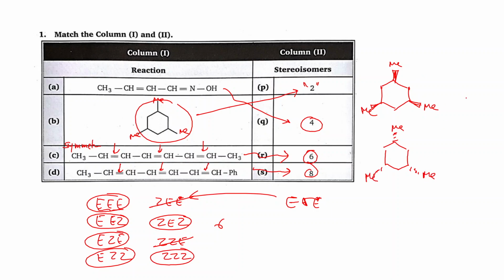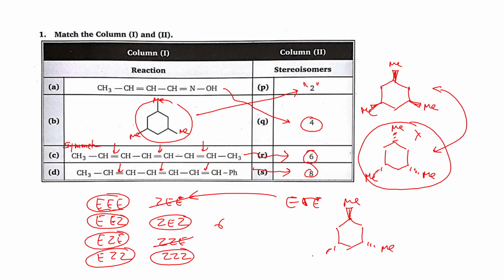These two can be superimposed, so they are the same, so you don't count this. And then you can have one methyl up and the other 2 down. Actually, when you start drawing these kinds of molecules, you will get many options, and you will have to check for superimposability and all. And then you will have to figure out how many stereoisomers are possible.